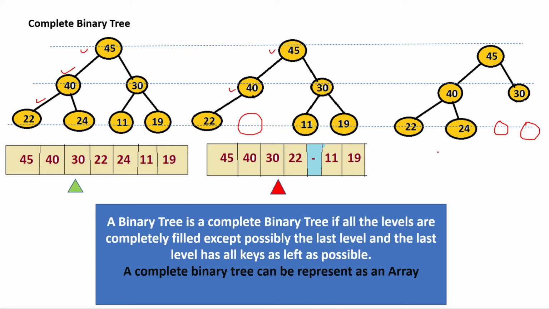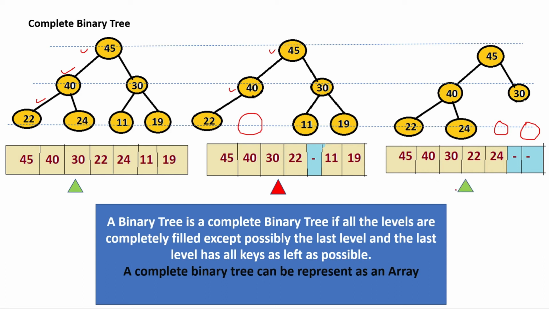For this example, if I represent it as an array, then 45, 40, 30, 22, 24 and these two gaps. So you can see here these two gaps are after the array completion. That is not in between two numbers, right? That means this is also a complete binary tree.